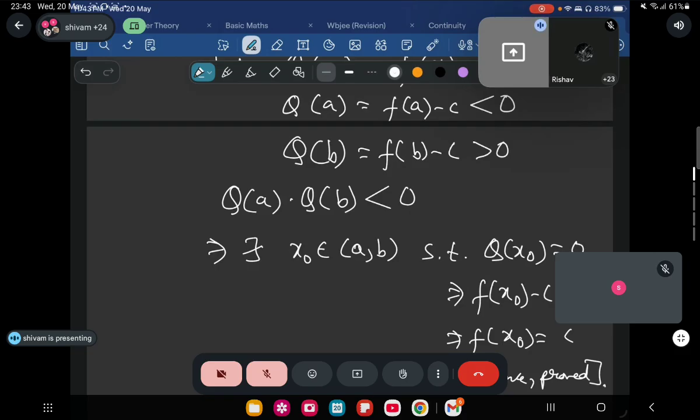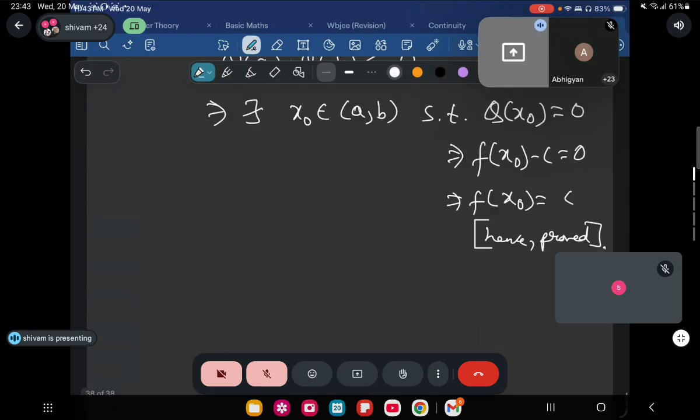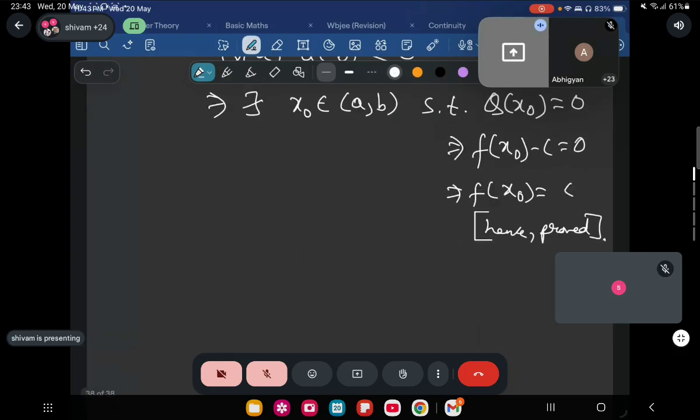Tell me, Adrija, is it clear? Abhigyan, Oipsha, Agnibha, Pratyay, is it clear? Yes, sir. They will ask you the proof, but I still showed you the proof of intermediate value theorem. Okay, let us do some problems.